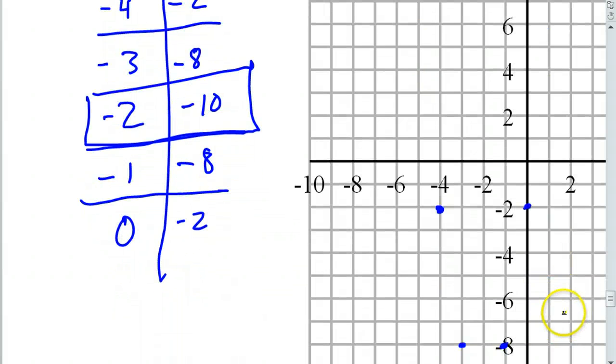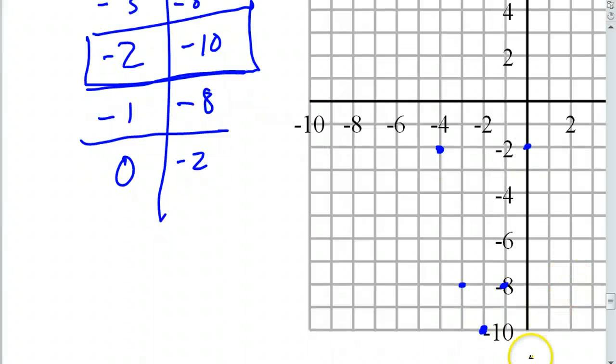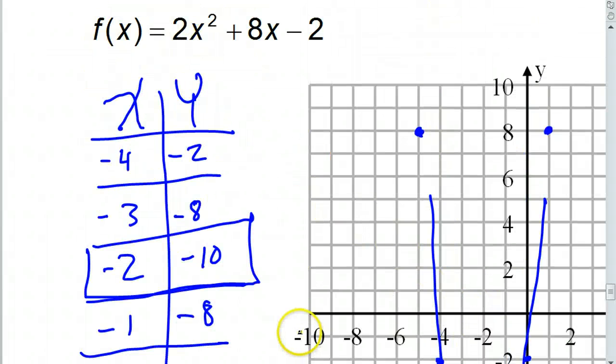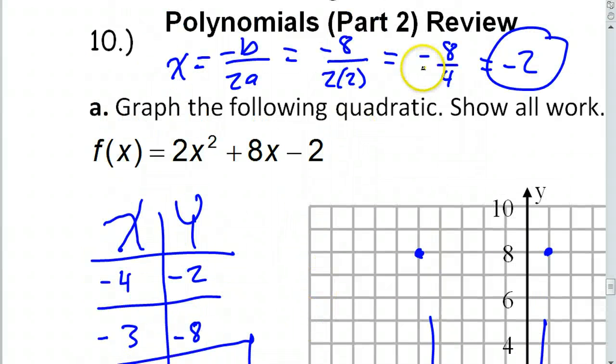Okay, so there's our parabola. You go ahead and graph that up. All right, so that's how you would do number 10a. The key is that whole opposite of b over 2a thing.